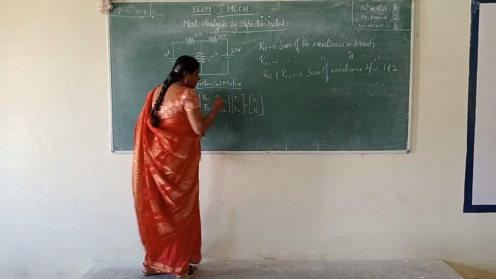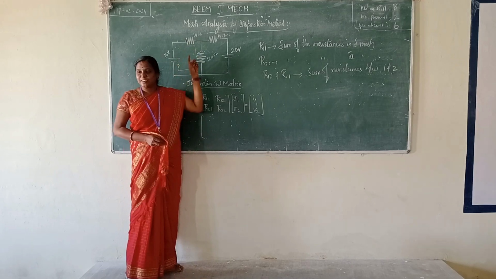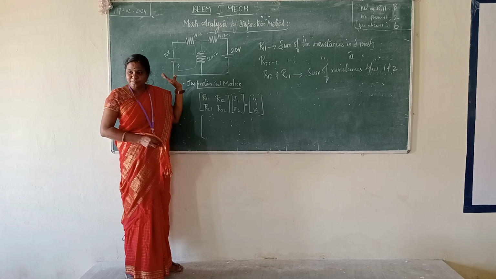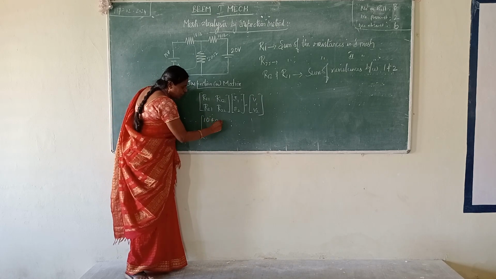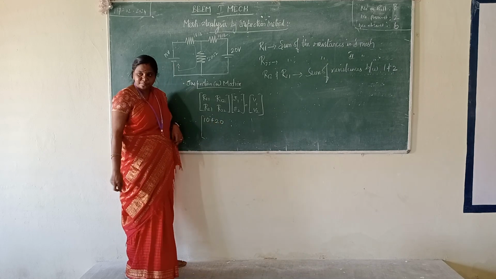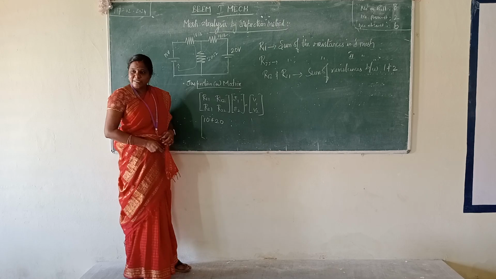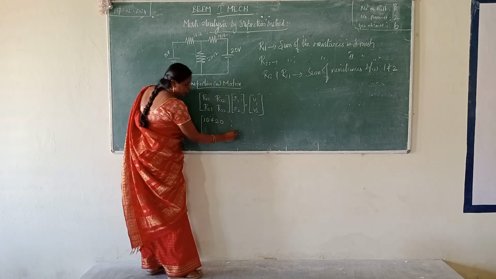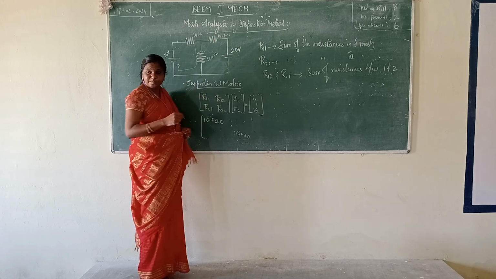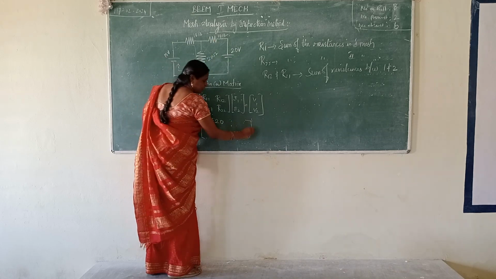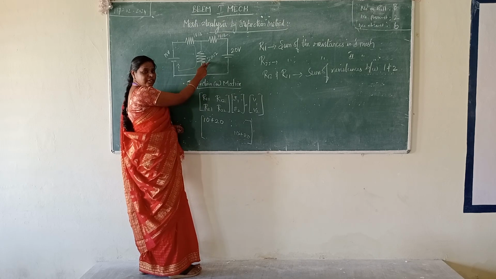Using that knowledge, the sum of the resistances in the first mesh is nothing but 10 plus 20. The sum of the resistances in the second mesh is again 10 plus 20. This 10 and this 20. And R12, the resistance between 1 and 2, is what?